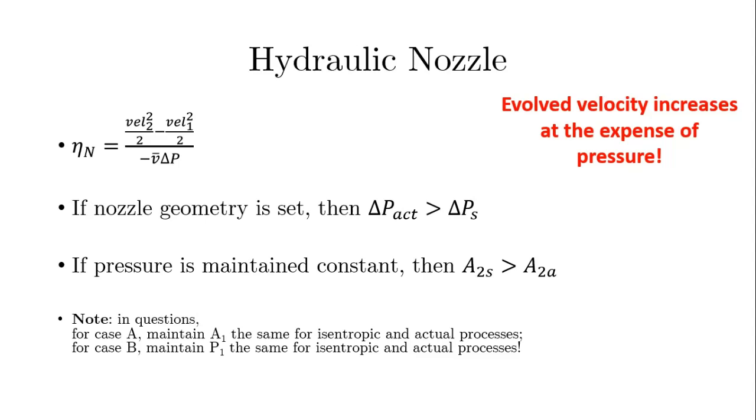If I'm fixing the geometry, I'm saying the area won't change, the velocity won't change. I'm fixing the output velocity. Then the only way for this to occur is if delta P changes. So for an isentropic process, okay, my delta P will always be lower than in an actual process. Very similar to what we've seen before.